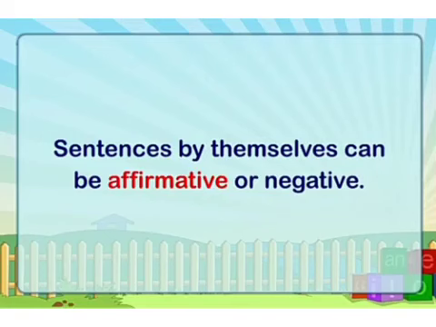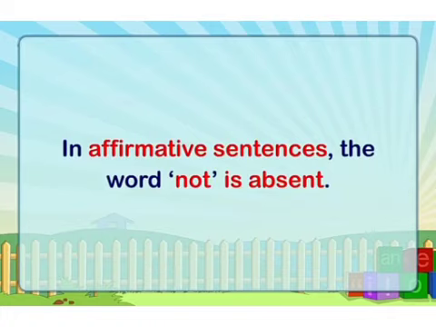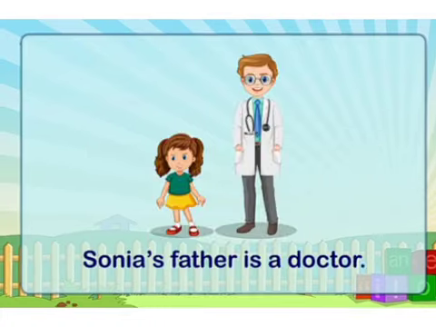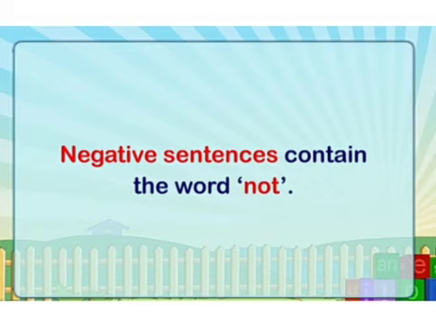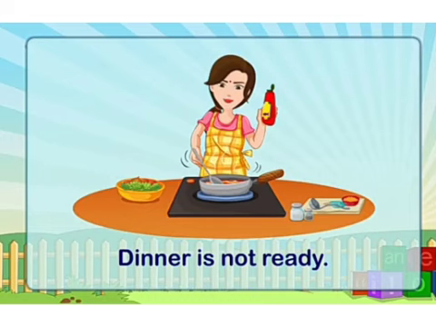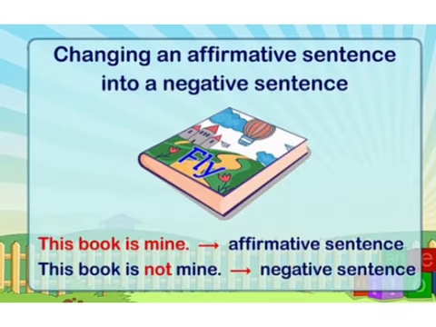Before entering into the tenses, let's learn what is meant by a sentence and what the two types of sentence are. A sentence is nothing but words joined together to form a complete meaning. A sentence is of two types, affirmative or negative. An affirmative sentence means a positive sentence where "not" is absent. Example, Sonia's father is a doctor. A negative sentence contains the word "not". Example, dinner is not ready. Here this sentence is negative. So "This book is mine" is an affirmative sentence. "This book is not mine" is a negative sentence.